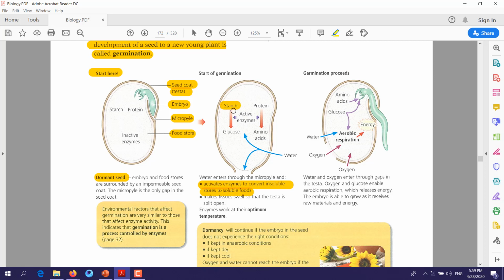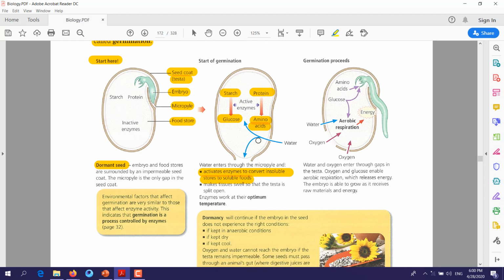Here it is starch. Starch, we said, is an example of a carbohydrate, and it is insoluble. Then by water and the enzymes, it will be converted into glucose, which is a soluble substance. Glucose can dissolve in water. Another example: protein will be converted into amino acid.